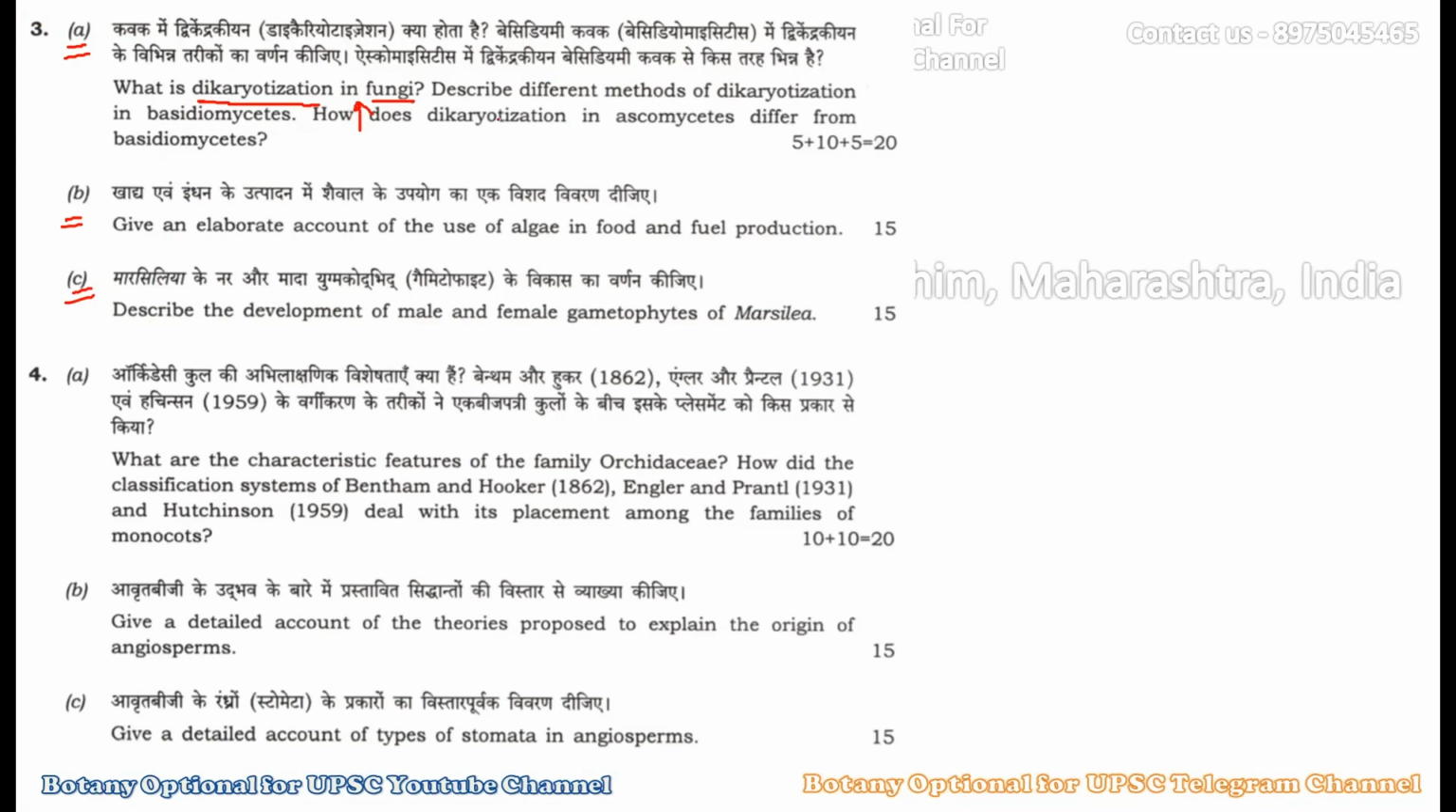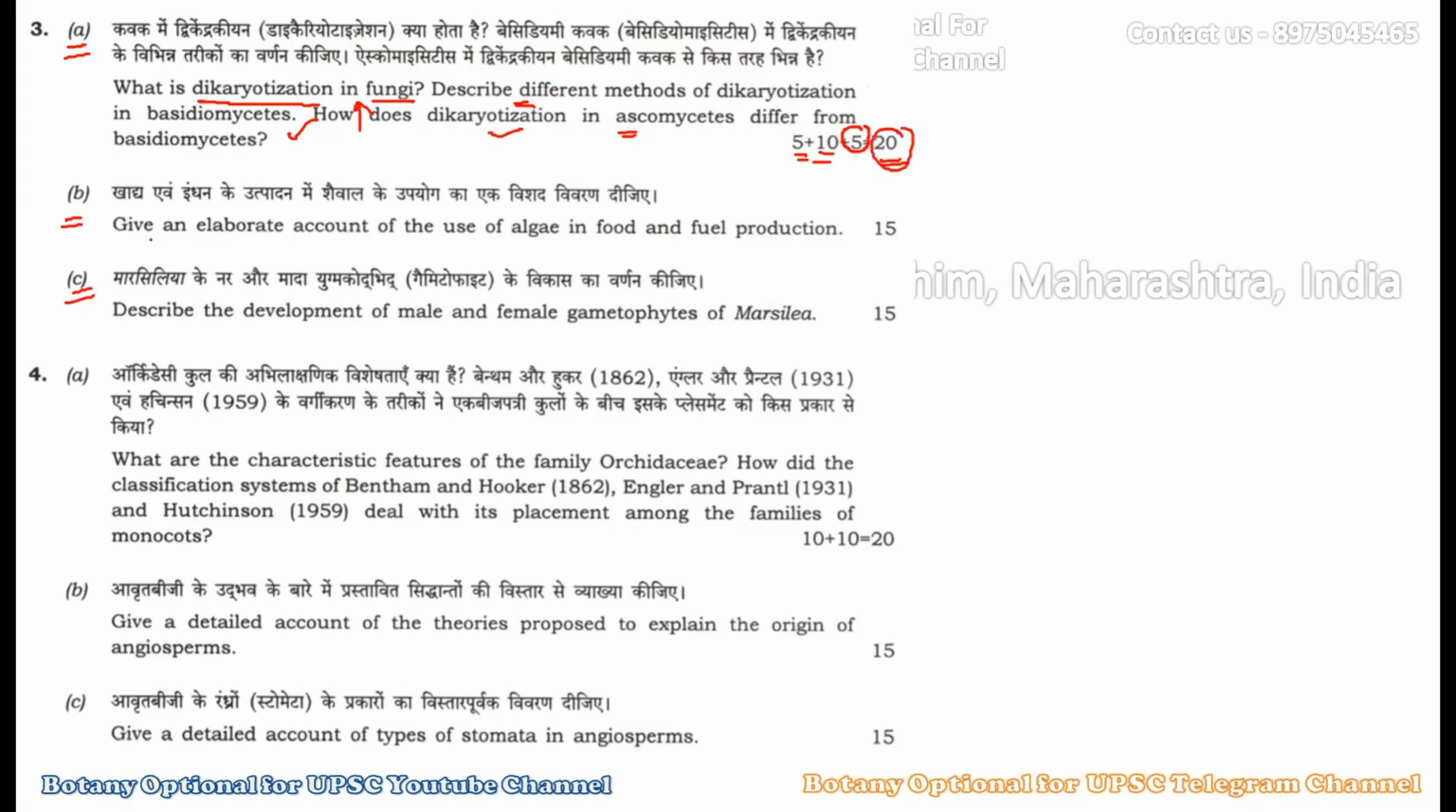For explaining this stage, you will get 5 marks. Now, after that, you have to describe the different methods of dikaryoticization in the basidiomycetes. For giving this, you will have 10 marks. Then, how does dikaryoticization in ascomycetes differ from the basidiomycetes? For writing down this basic difference, you will get the rest of the 5 marks. In all, there are 20 marks.